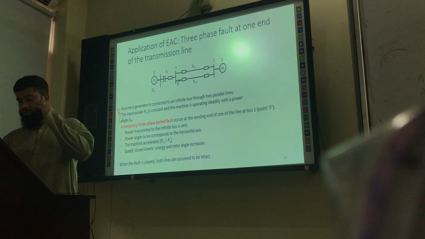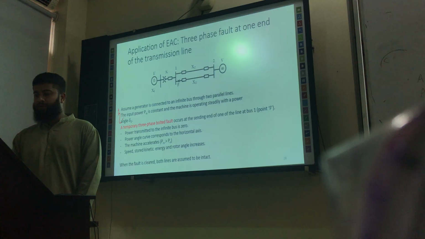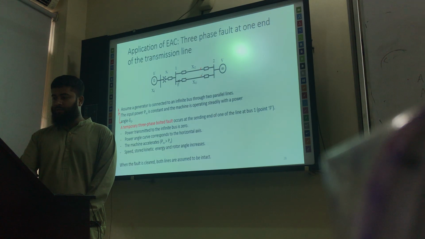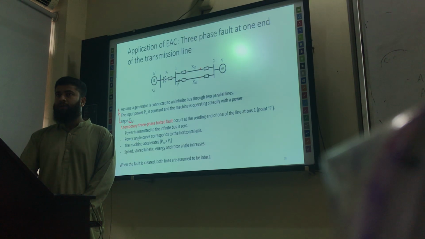Assume a generator is connected to an infinite bus through two parallel lines. These two are the parallel transmission lines. The input power PM is constant here. So in this case, we will assume that the PM is constant, and the machine is operating steadily with a power angle delta naught. That is the initial operating point. So at the initial operating point, the rotor angle was the delta naught.